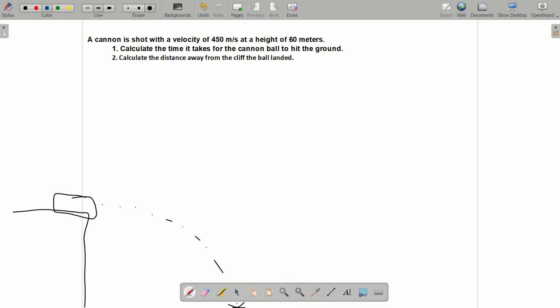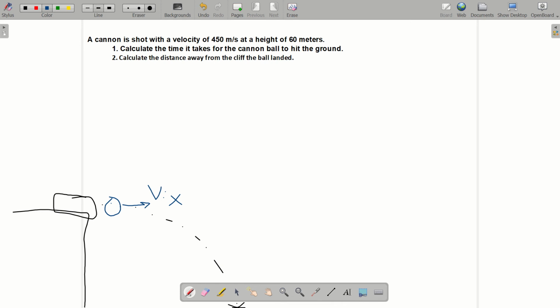So if I have my cannonball, the cannon is only shooting in the x direction. So our Vix is only going to be in the x direction. The cannon is not shooting downwards, it's not shooting at an angle, it is shooting horizontally. Therefore, all of the initial velocity is going to be in the x direction.